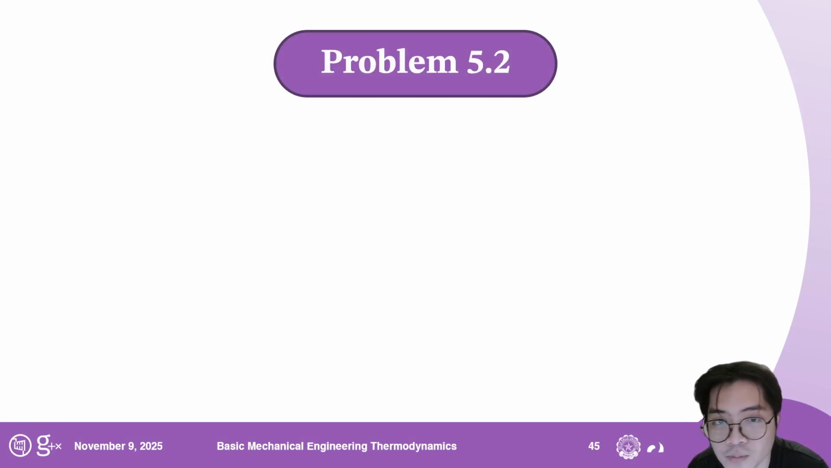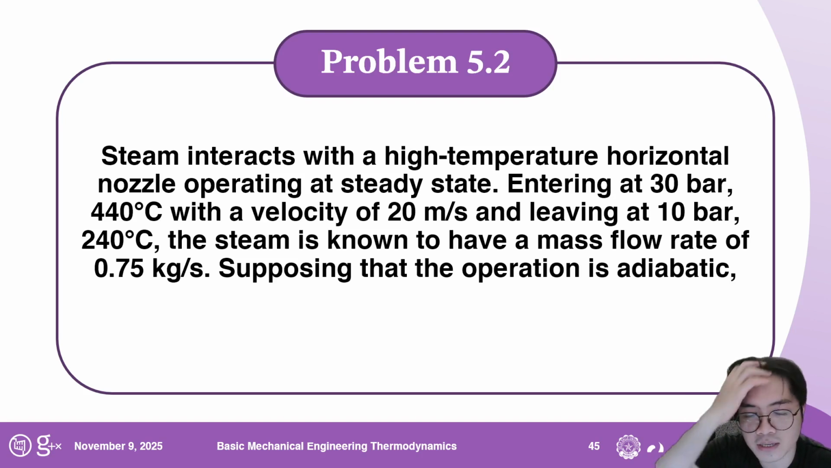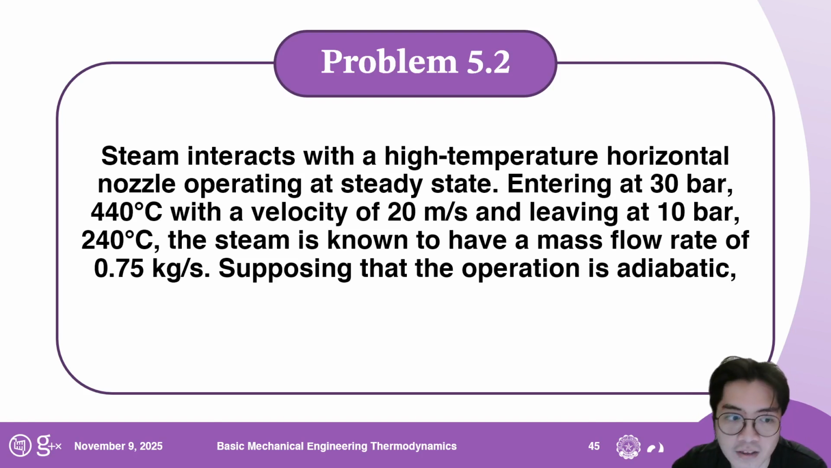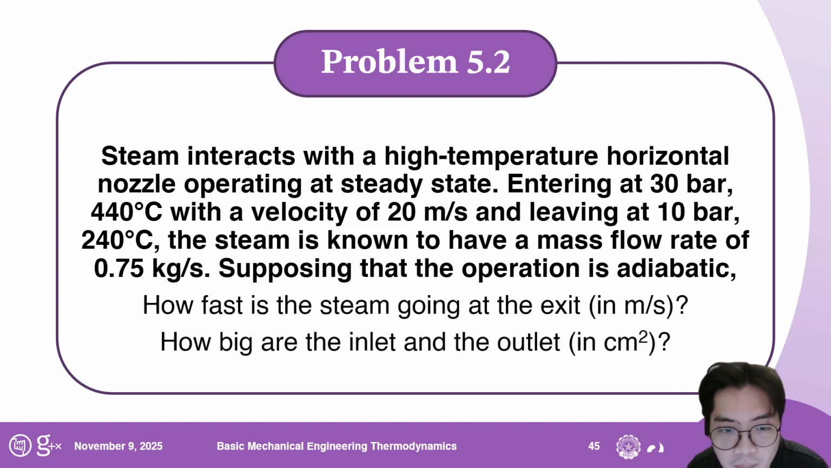We will apply those things that we've learned. Now steam interacts with a high temperature horizontal nozzle operating at steady state. Entering at 30 bar, 440 degrees Celsius with a velocity of 20 meters per second, and leaving at 10 bar at 240 degrees Celsius, the steam is known to have a mass flow rate of 0.75 kilograms per second. That's a lot. Supposing that the operation is adiabatic or isentropic, relatively, kind of maybe, right? How fast is the steam going at the exit in meters per second? And how big are the inlet and the outlet in square centimeters?